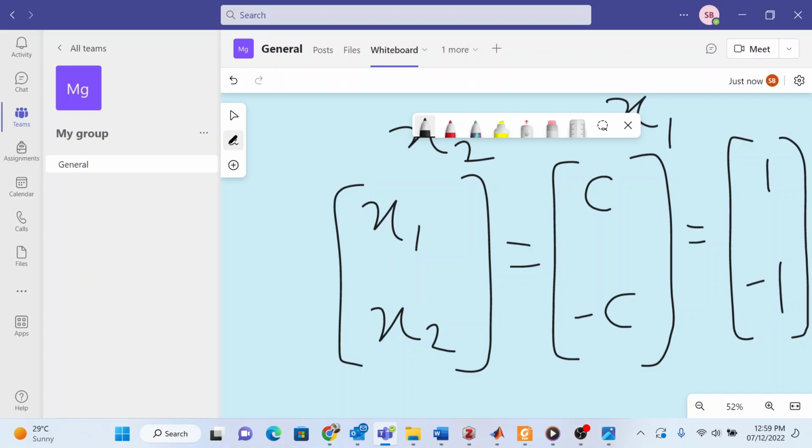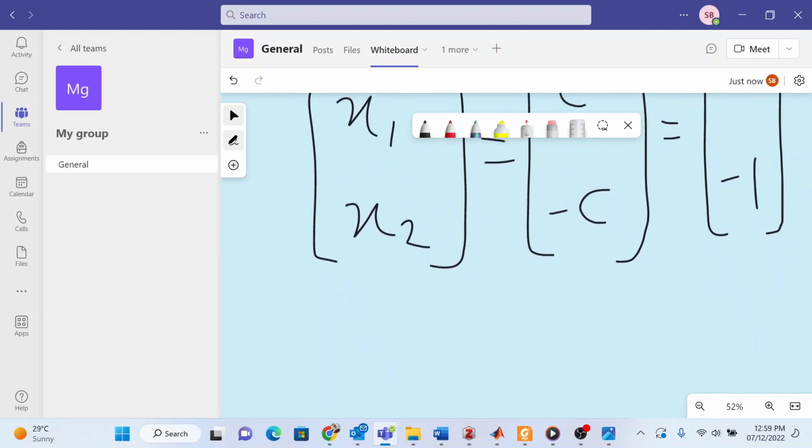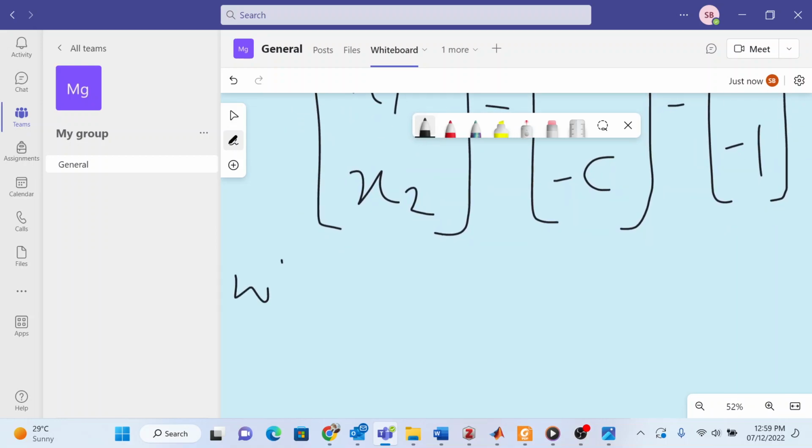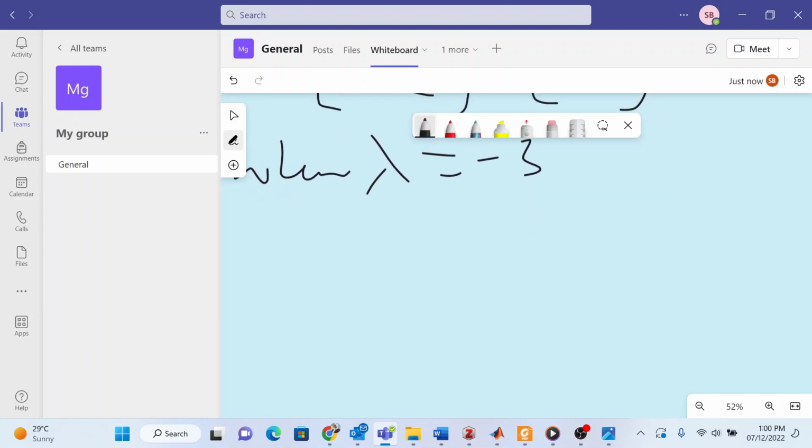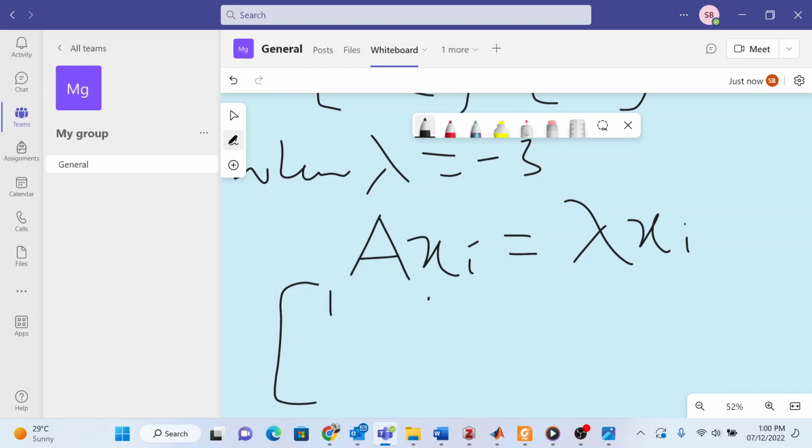Once you have gotten this for the first lambda, we will also do the same for the second lambda. Now let's go for the second lambda, when lambda is equal to minus 3. So what's the situation? It's going to use the same formula, A xi equals lambda xi. So using the same formula, what is A? A is that matrix that is given from the question, minus 4, minus 6.